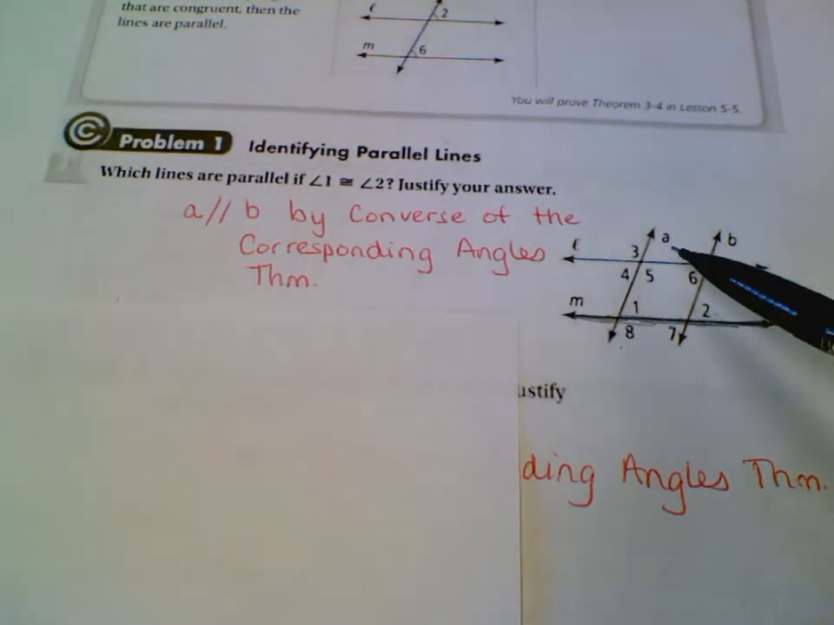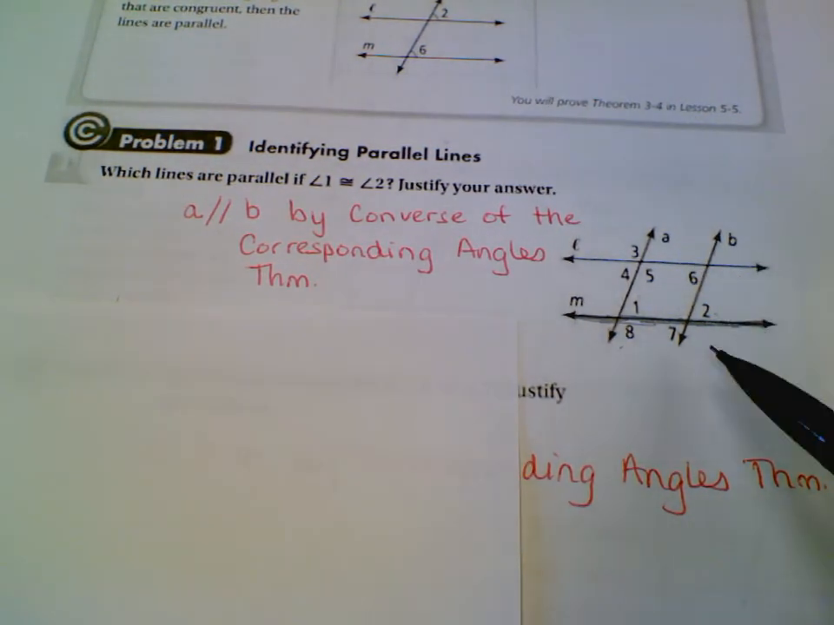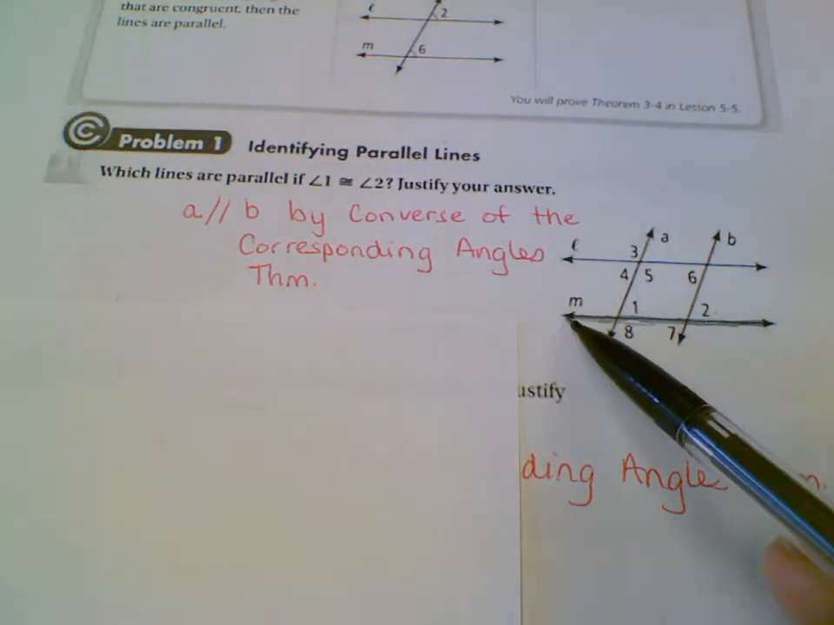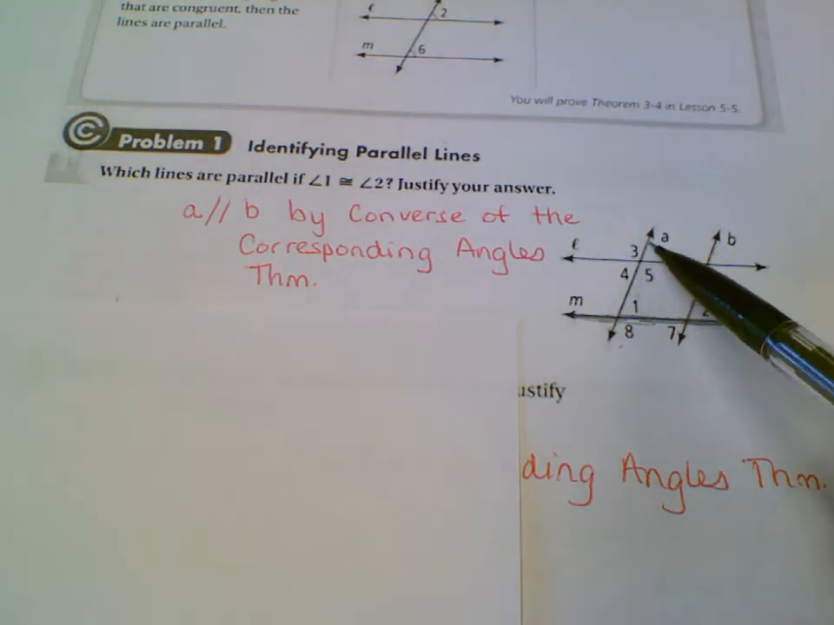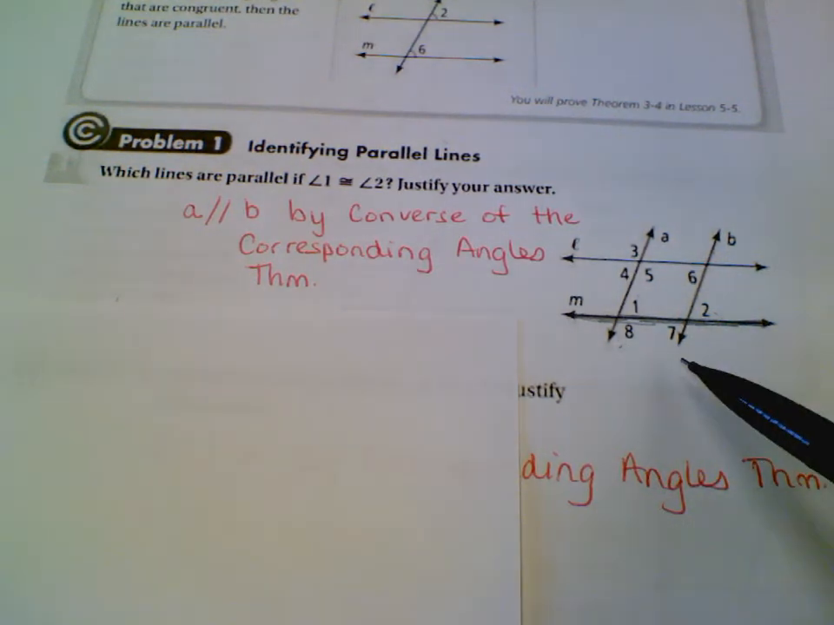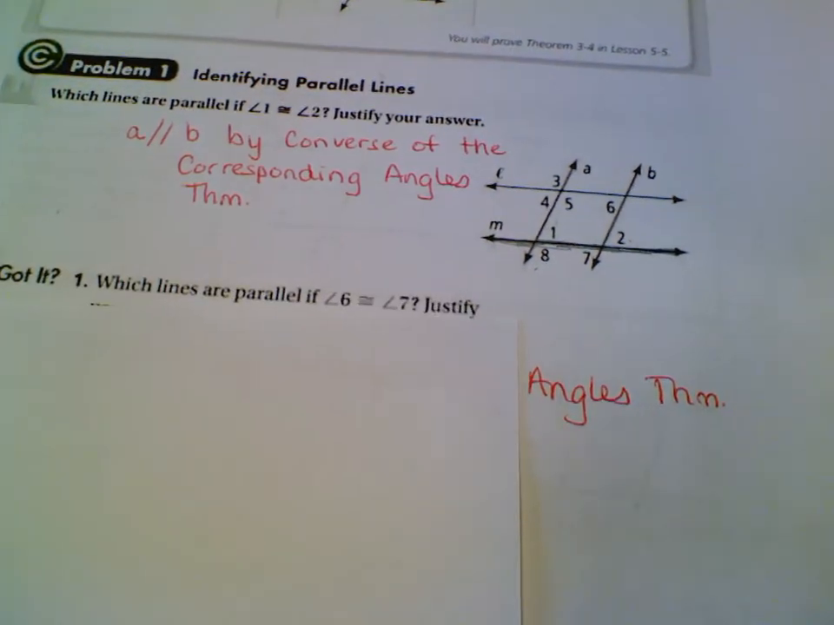So the tricky part is seeing what the lines are, but whatever line the angles are on, that should be your transversal, and then the other two lines that intersect through that would be the lines that are parallel. Pause the video and try the got it question.